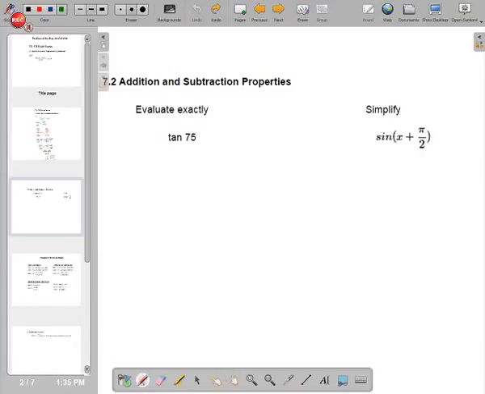Tangent of 75. So one thing I told my class is that if you have the tangent of 60, that's radical 3, that's fine. The tangent of 30 is radical 3 over 3, and if you can avoid it, because that makes these problems a lot harder. So I'm going to see if I can find two angles that add or subtract to 75 that don't use a multiple, don't use 30.